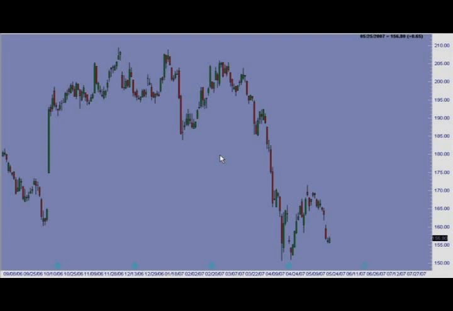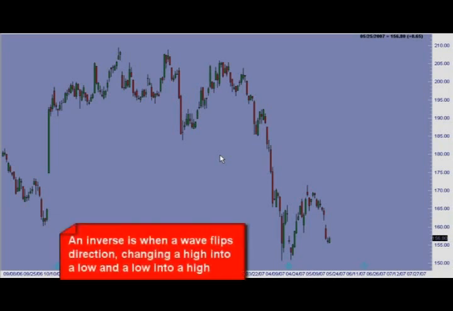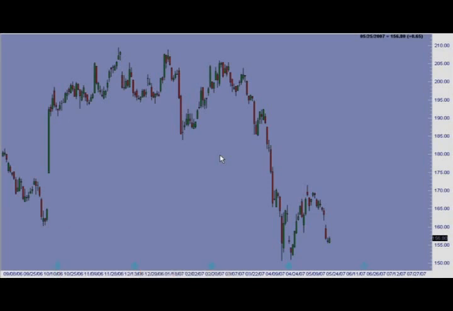Finally, we need to discuss, in regard to wave development and behavior, the inverse. The inverse is where a wave actually flips over and changes direction. Rather than reversing the direction, it continues it.